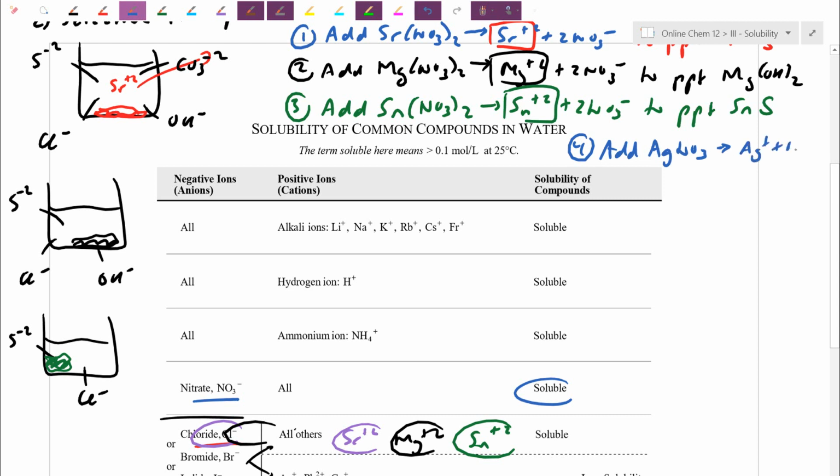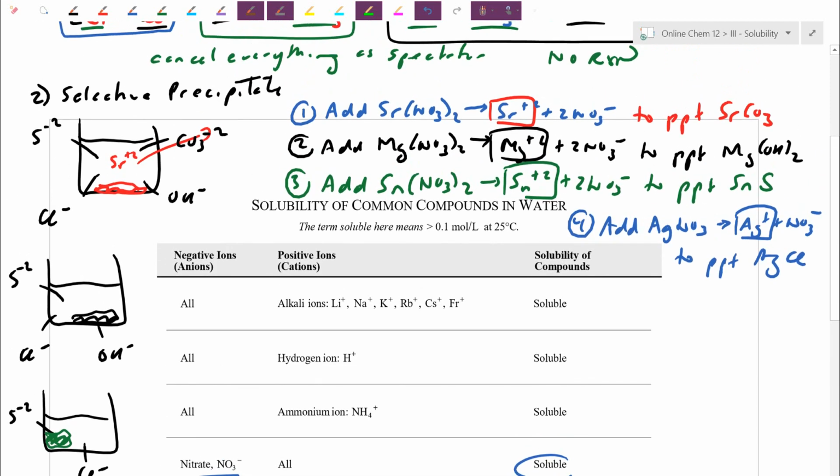That's going to give you silver plus and nitrate, and this is going to give you the silver ions to precipitate out AgCl. Again, what I want to emphasize here is this is not the only solution. You could have found another combination that also works, but your goal is to add in compounds one by one so that you can pull out the ions one by one.